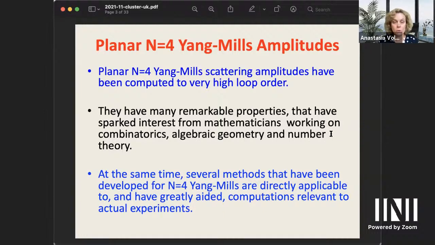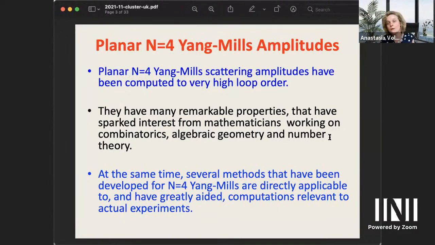On one hand, this theory and the amplitudes in this theory have a lot of remarkable properties. And they've sparked interest from mathematicians working on combinatorics, algebraic geometry, number theory, and here cluster algebra. But on the other hand, the methods that have been developed for these theories have been directly applicable to and greatly helped the computations which are relevant to actual experiments, like LHC physics and QCD theory. So it's not just some toy model that we're looking at.